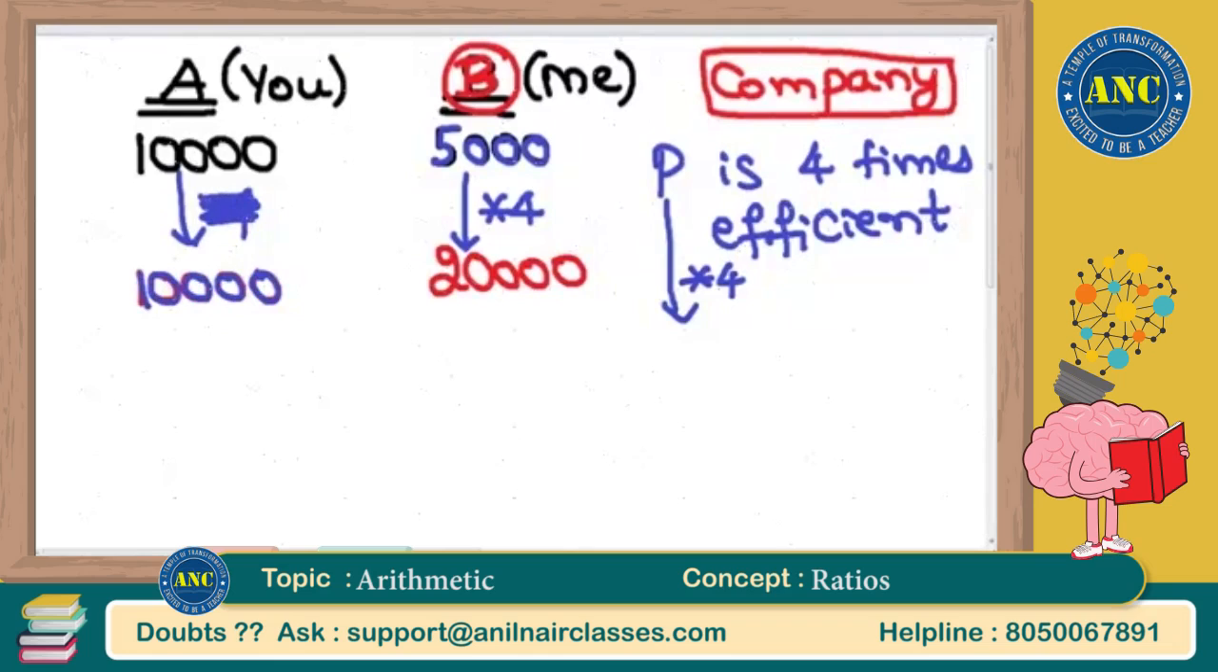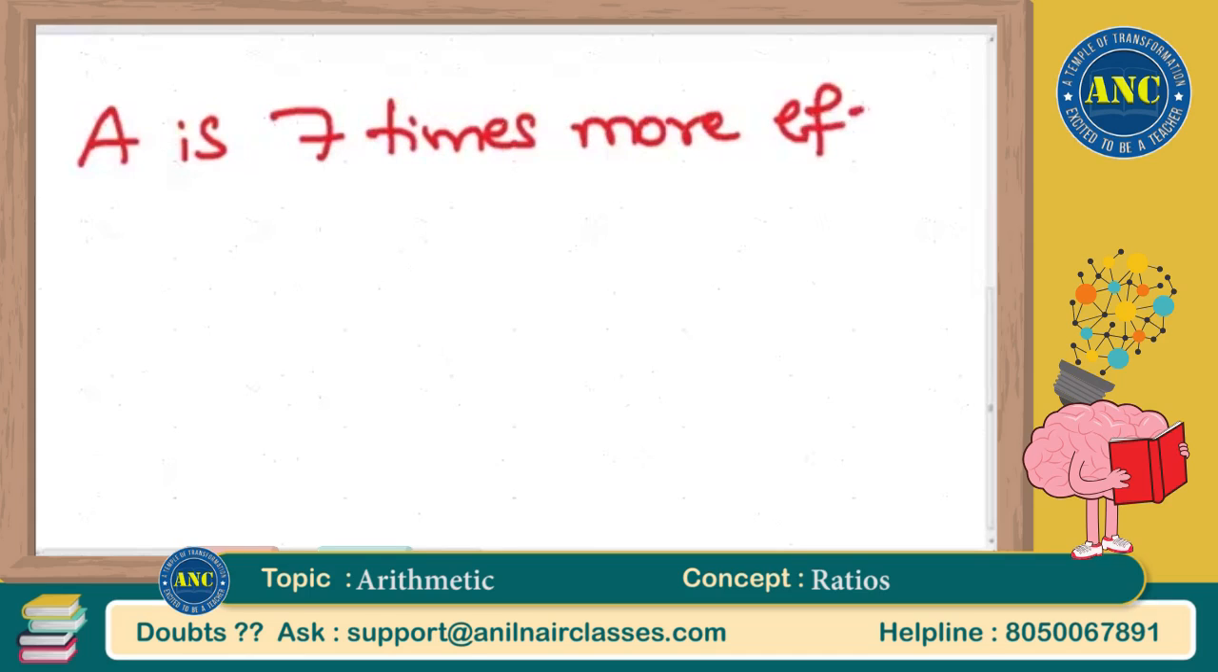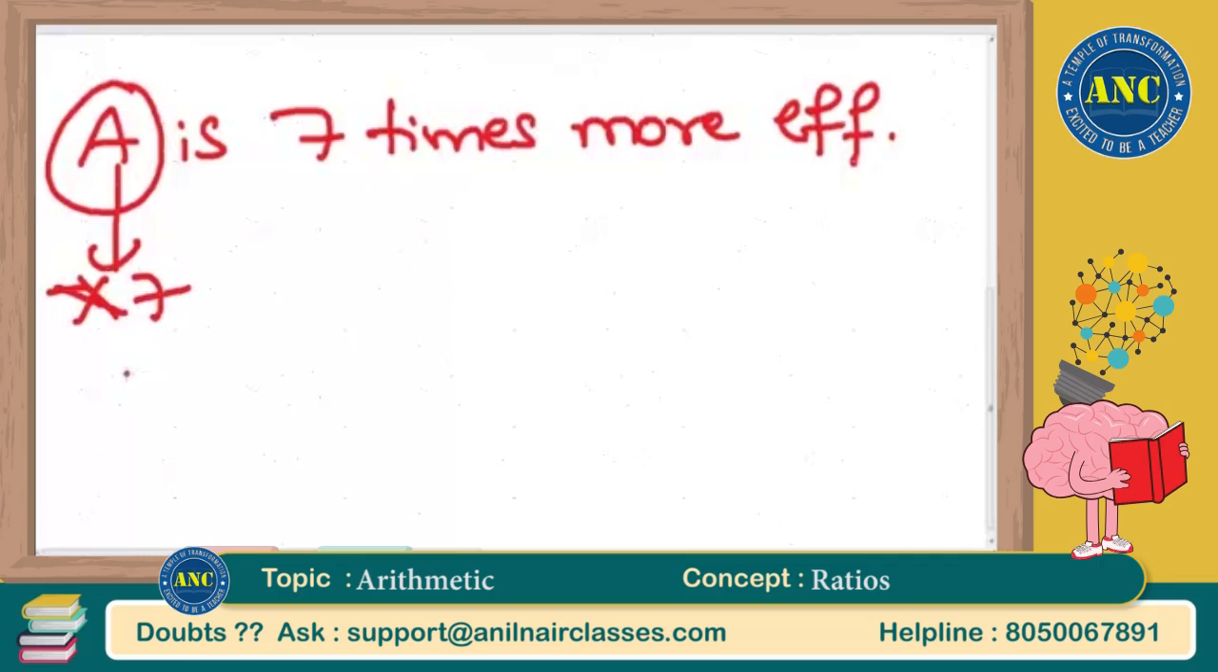I told you that in a ratio, if you multiply one term of the ratio by some constant, all the other terms in the ratio should also be multiplied by the same constant. But I told you that there is an exception. That exceptional case is efficiency-based questions. If I say A is 7 times more efficient than B, I will multiply only the A value by 7. I will not multiply the B value by 7. I will keep the value of B as it is.